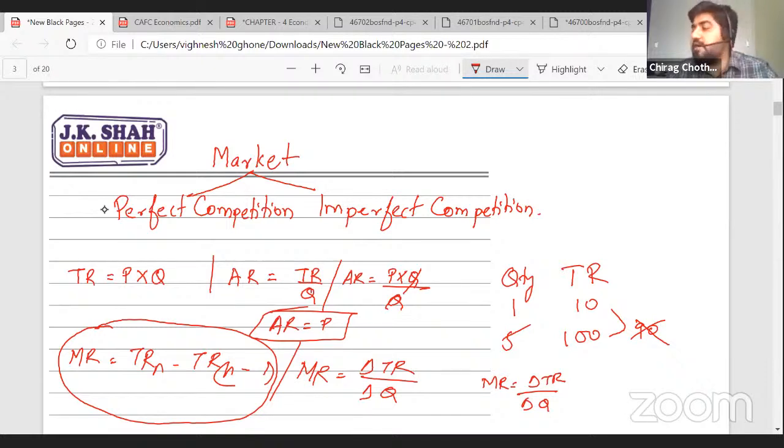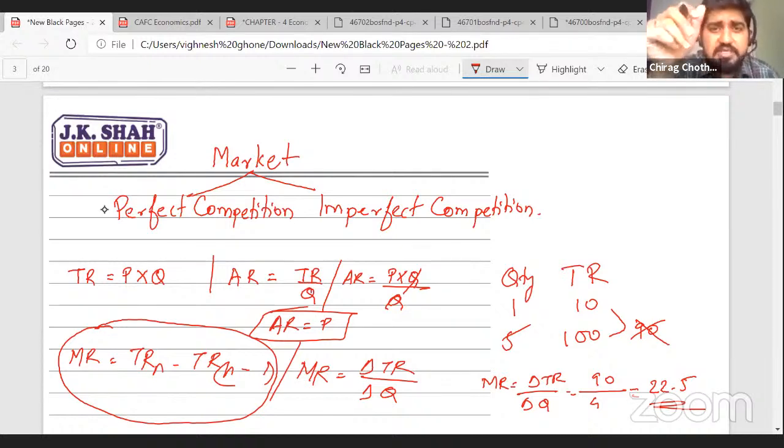Okay, so delta TR is how much? From 10 it is becoming 100. So delta TR is 90, and delta Q, right? The quantity is changing from 1 to 5. So how much is the change in quantity? Change in quantity is 4. It has gone 4 steps up, right? So it will be 90 divided by 4, and the answer should be 22.5. Students, this 22.5 is your MR. 90 is not your MR. So that's why I say this formula is very much valid: change in TR upon change in quantity. I hope that's very clear for you.